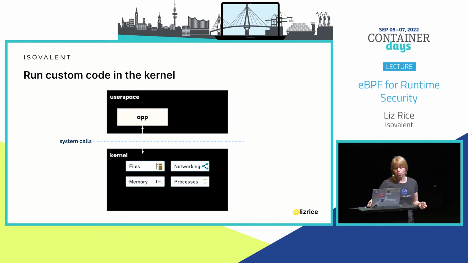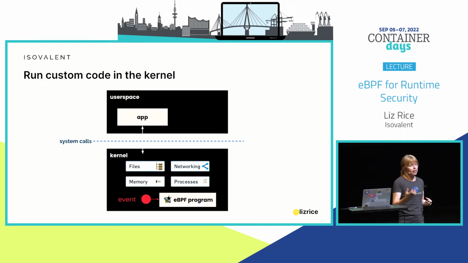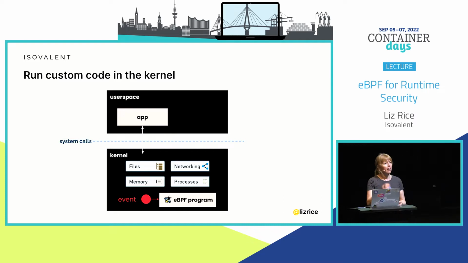With eBPF, we can attach programs to different events in the kernel. Those events can relate to any function call in the kernel. They can relate to network packets arriving. They can relate to all manner of different things across a running system. So we can use eBPF to detect and react to events occurring in the kernel.